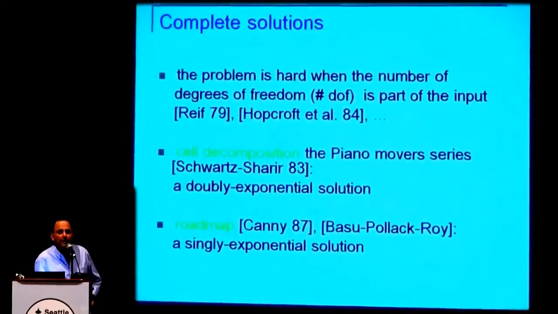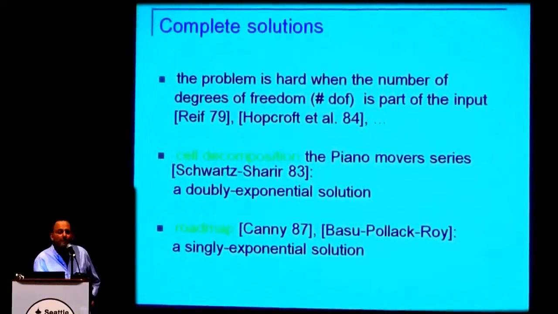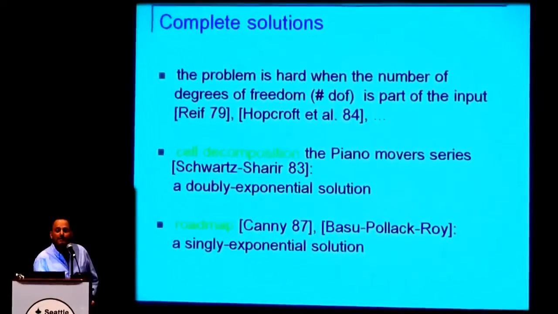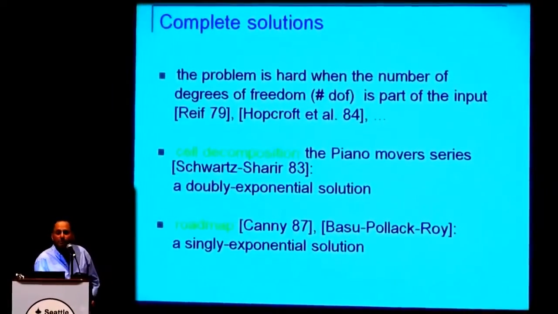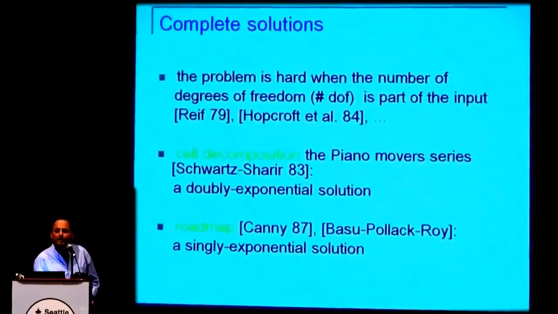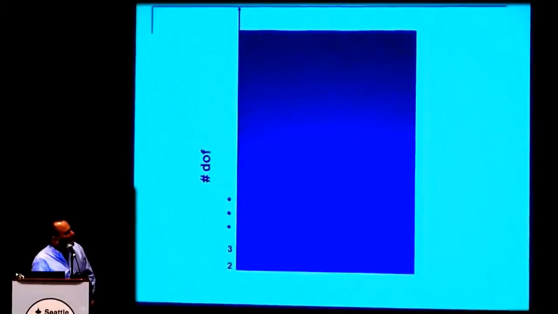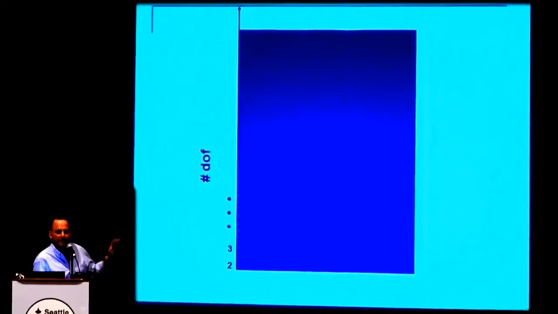And Schwartz and Sharir in their famous piano movers series showed that you can in fact solve any reasonable motion planning problem, but in time that is doubly exponential, meaning that the number of degrees of freedom appears in the exponent of the exponent. Then came John Canny, and he gave a general, complete solution, which is only singly exponential. I tried to give you a graphical representation of the feeling at that time, that the problem was very, very hard.